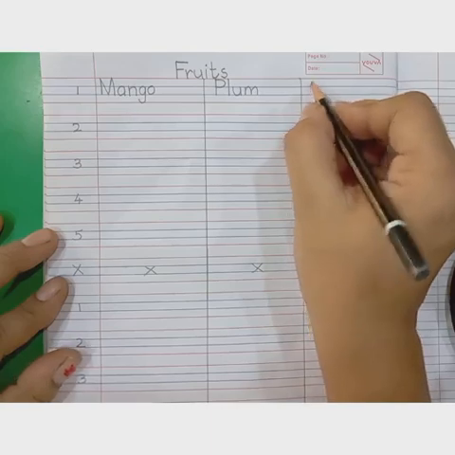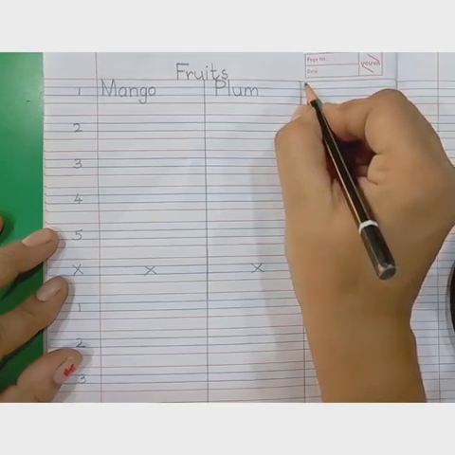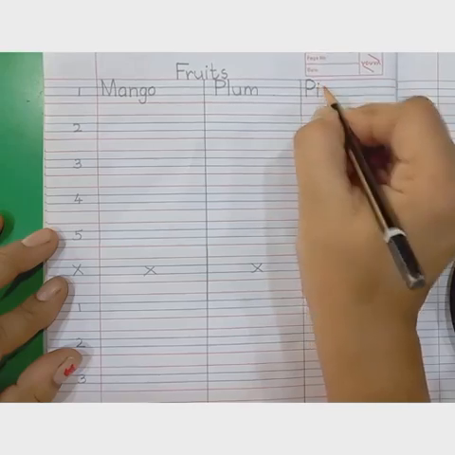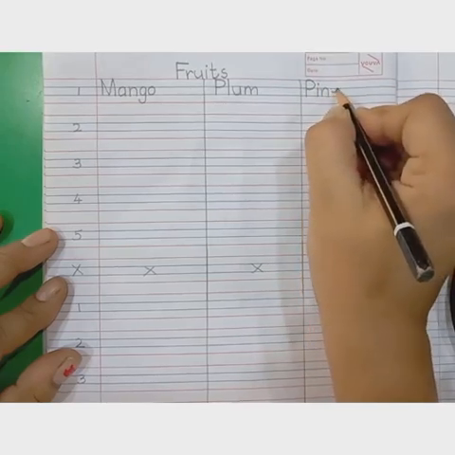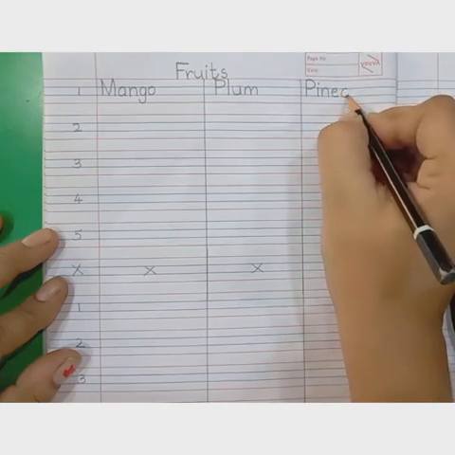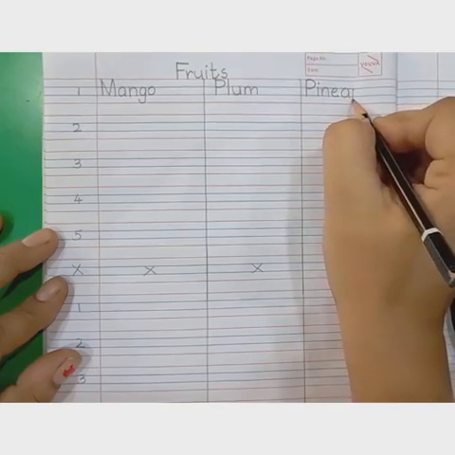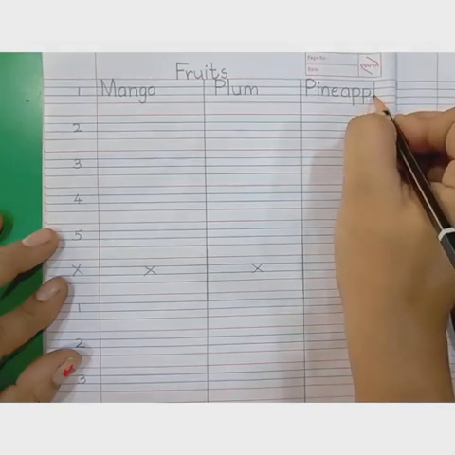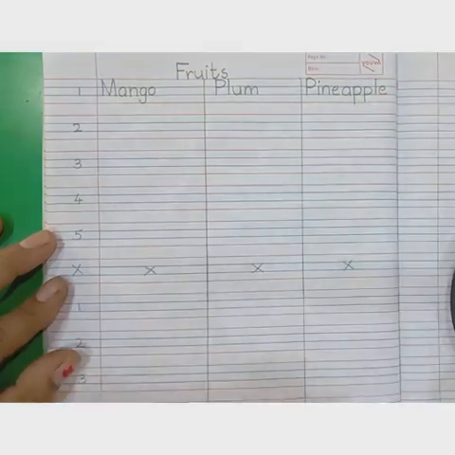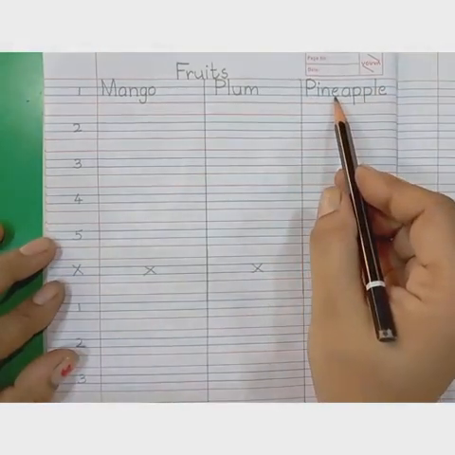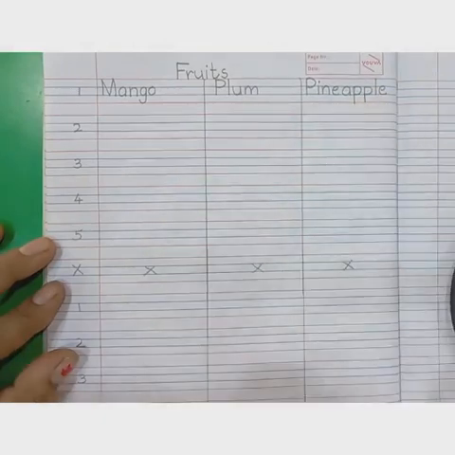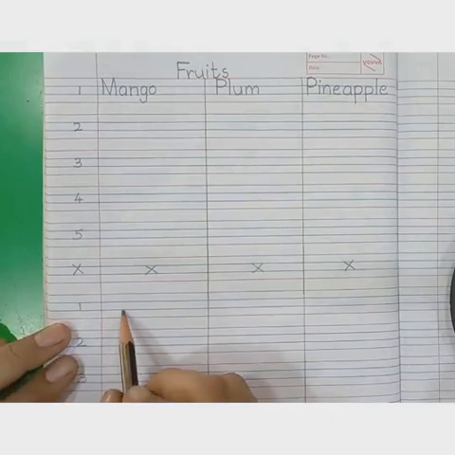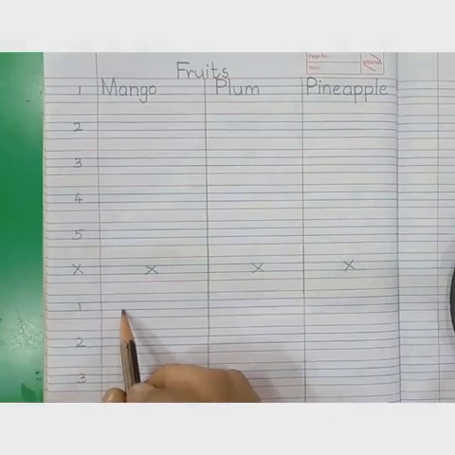P-I-N-E-A-P-P-L-E, pineapple. So first alphabet capital P I N E A P P L E, pineapple. P-I-N-E-A-P-P-L-E, pineapple. Now, here below number 1, again we'll write banana.